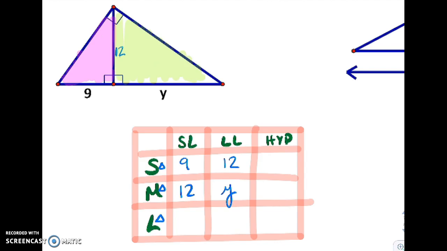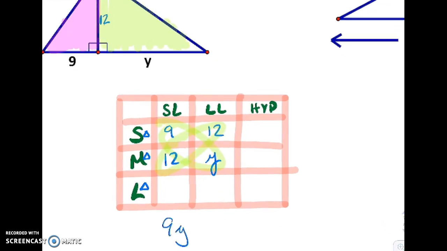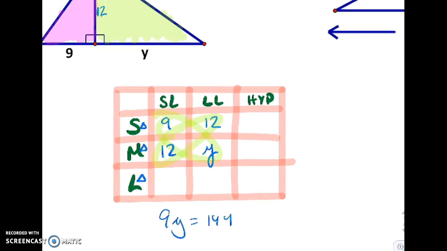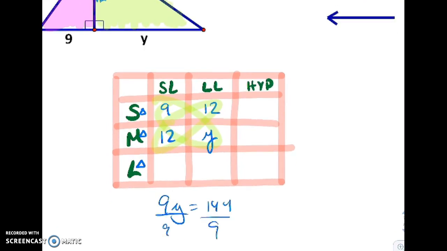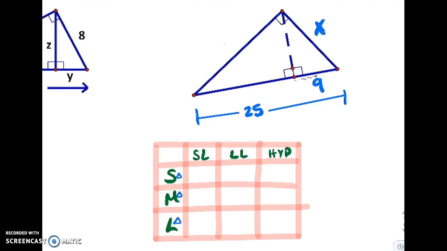9 over 12, 12 over y. Cross multiply. You have 9 times y equals 144. Divide by 9. You take it from there and solve for y. Sometimes you have an x squared or a y squared, sometimes you don't. Okay, so one more like that.